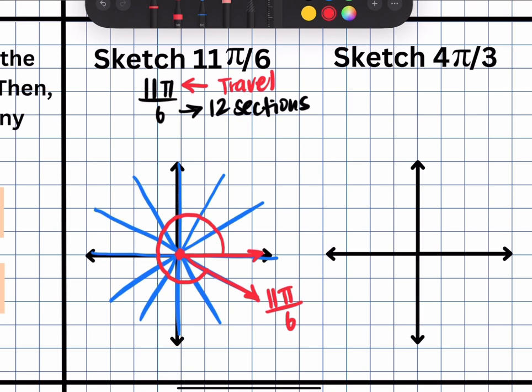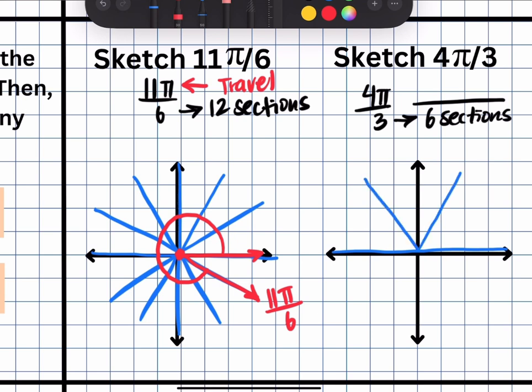Now we're going to sketch 4 pi over 3. Okay. That means we're going to divide pi into 3 sections. I'm going to divide the top pi in 3 and the bottom pi in 3 to give me a total of 6 sections. Okay. So I'm going to create a total of 6 sections. So on the top, I want 3. And on the bottom, I want 3.